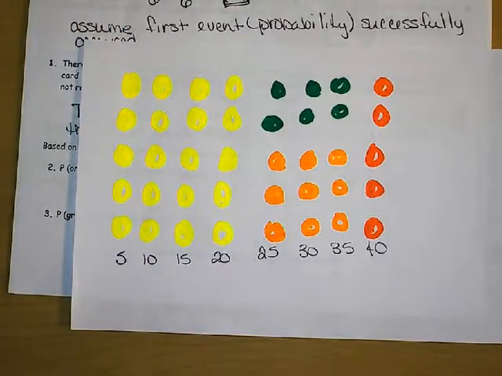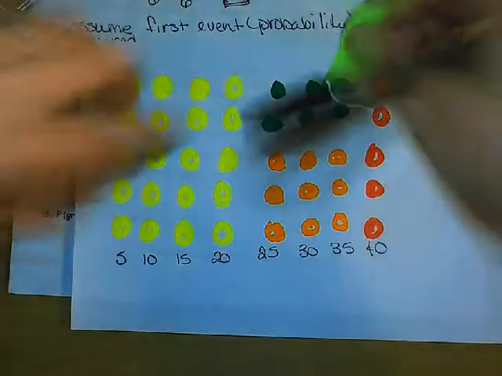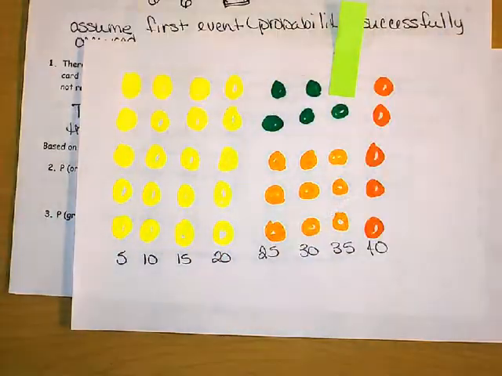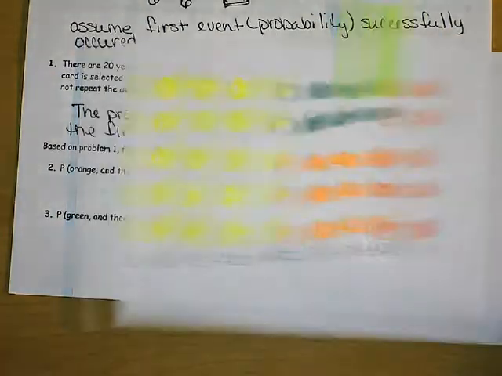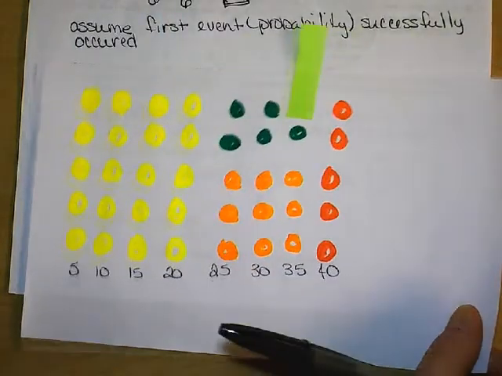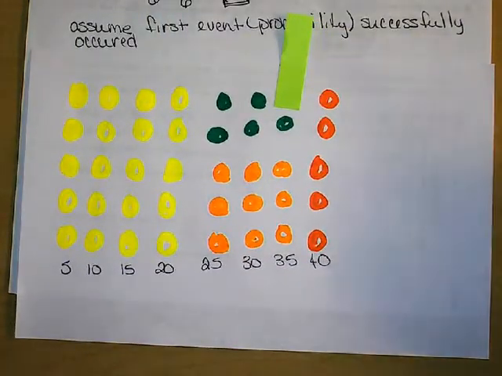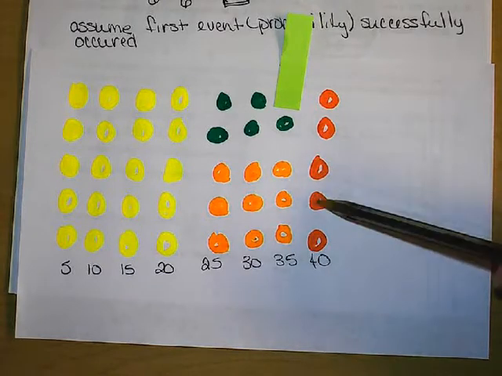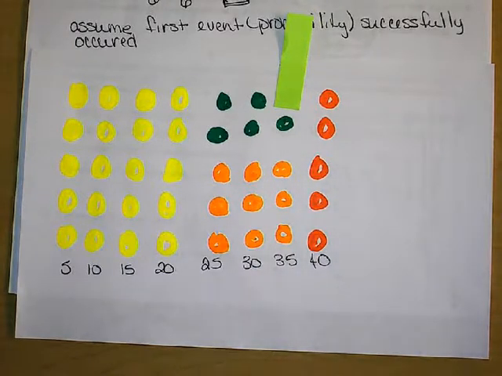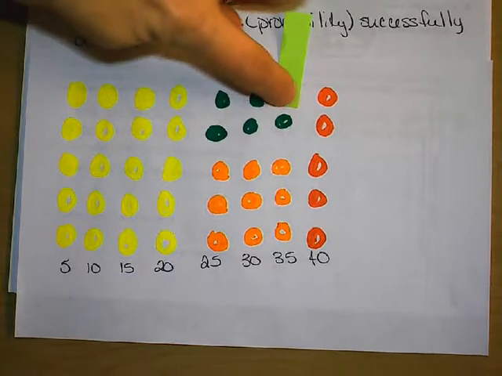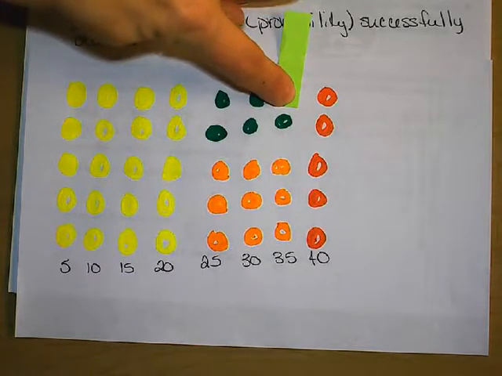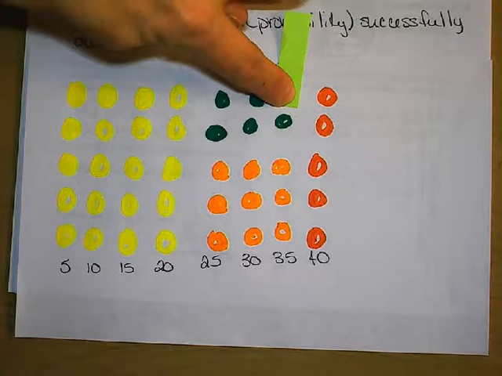You assume that the first probability successfully occurs. So I'm going to go ahead and cover up that first green. Now it's asking us what the probability of a red card is. It is 5 out of 39. Because when we assume that we selected the green the first time and we held on to it, we did not replace it. So now there's only 39 cards in our stack. So it is 5 out of 39.